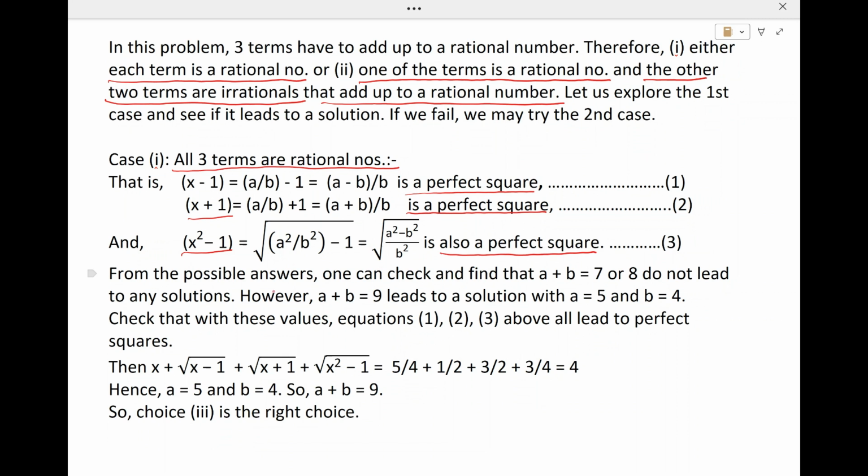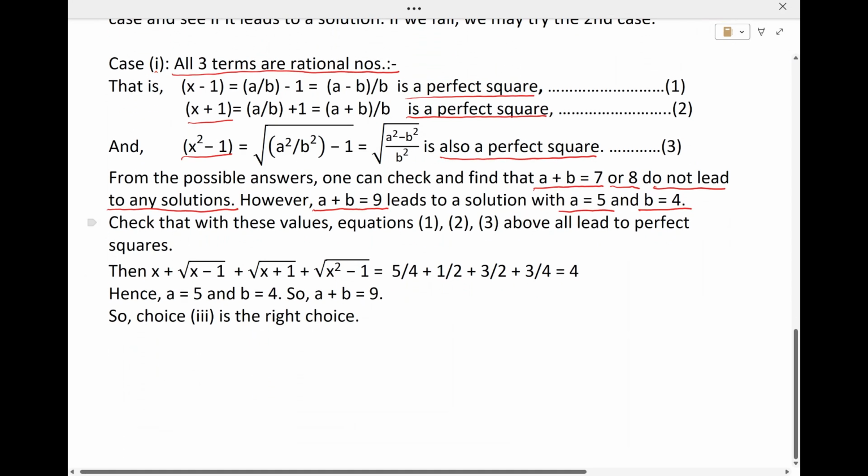From the possible answers, one can check and find that a plus b is equal to 7, that is choice 1, or 8, that is choice 2, do not lead to any solutions. However, the third choice, a plus b is equal to 9, leads to a solution with a is equal to 5 and b is equal to 4. Check that with these values, equations 1, 2 and 3 above all lead to perfect squares.